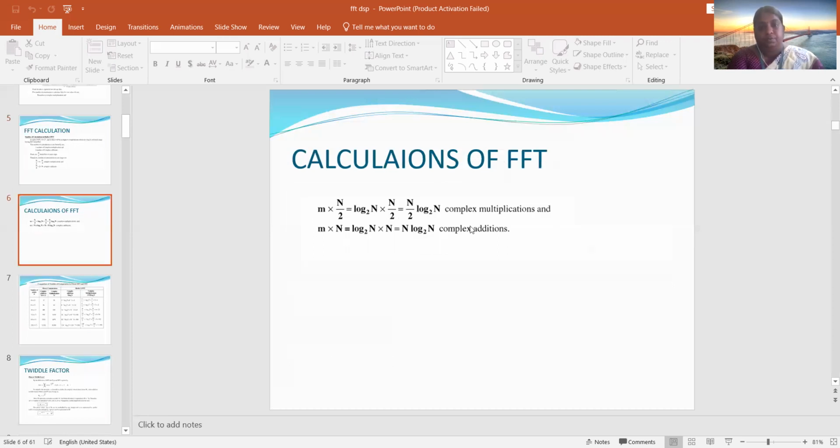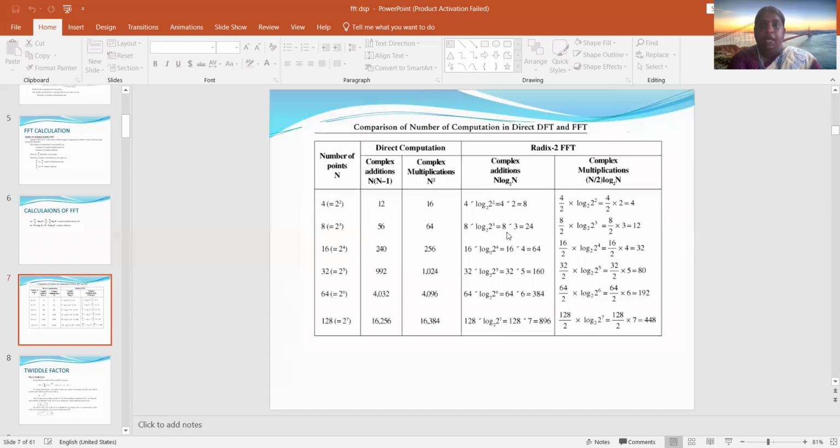Calculations of FFT: m into N by 2 is equal to log 2 N into N by 2. So N by 2 log 2 N complex multiplications and N log 2 N complex additions are done. Let us see a tabulation comparing DFT and FFT calculations.